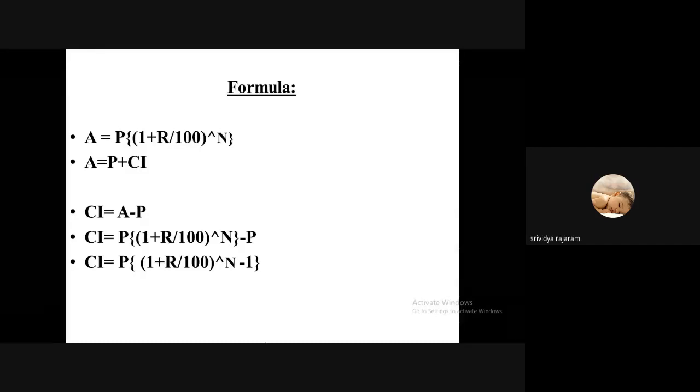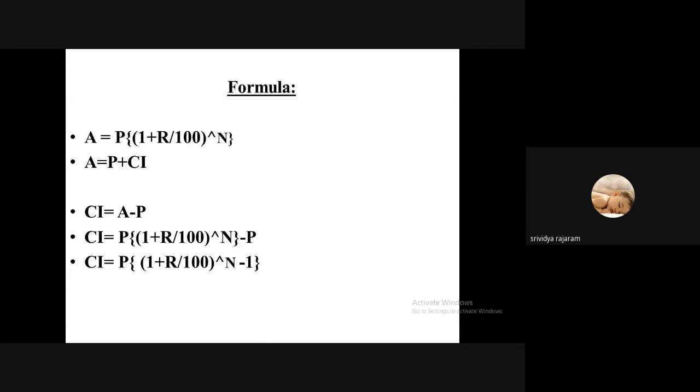That 100 is only for R, because R will be given in terms of percentage. So it is not 1 plus R, the whole by 100. That 100 is only for the rate of interest, since the rate of interest will be in terms of percentage. So we are dividing the R alone by 100, 1 plus R by 100, the whole power n, then into P. Clear with the formula of new amount? A is nothing but P into 1 plus R by 100, the whole power n.